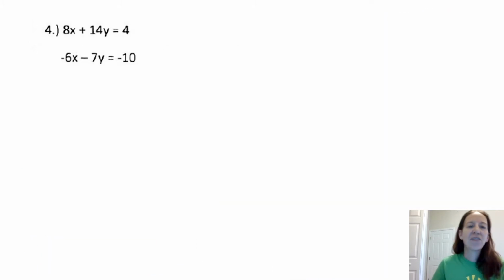All right, now the last one, this one is intended to require a multiplication. You really can't get away with doing substitution on this one. I mean, you can, but it's going to be heinous. So for this, we really need to decide, do we want to eliminate the x or do we want to eliminate the y? And there's no right or wrong answer to that.